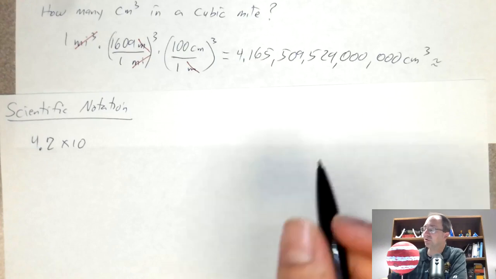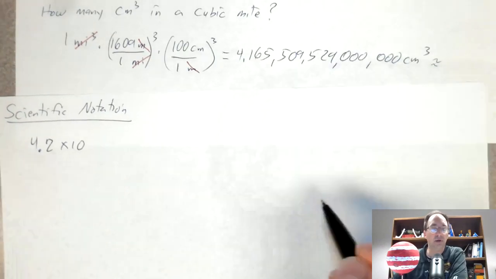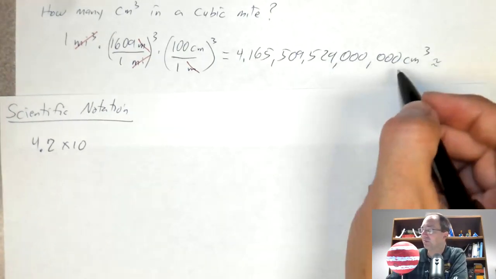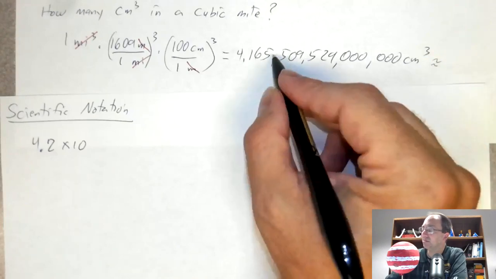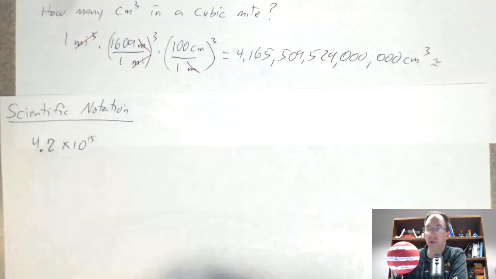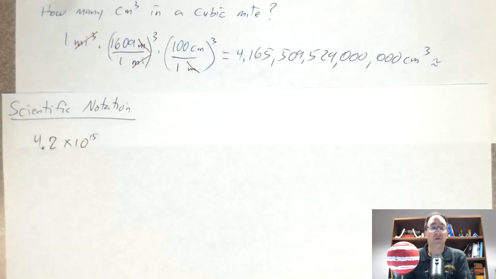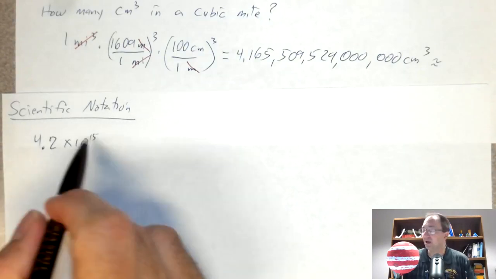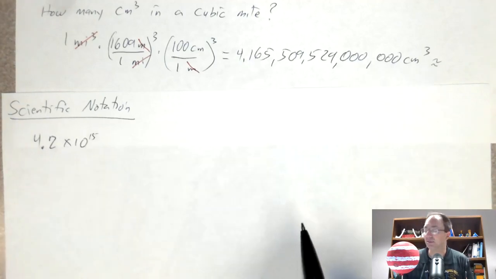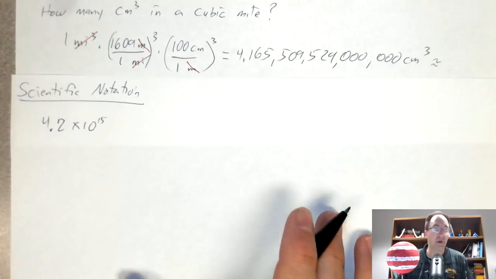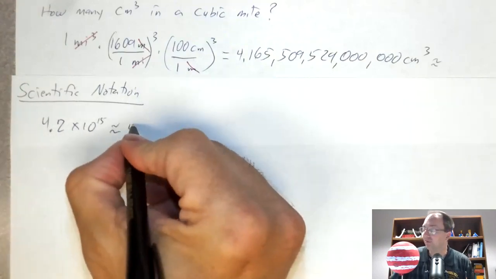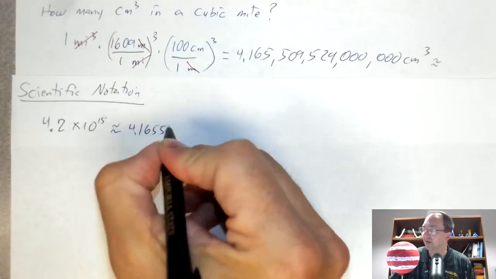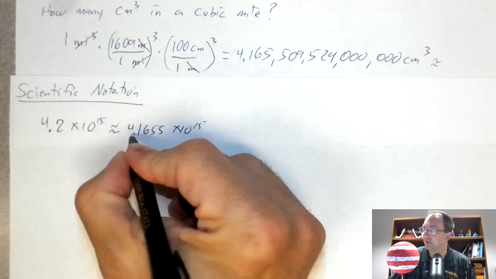And of course, the power is just going to be based on how many places over we moved the decimal point. And of course, we can see we went 3, 6, 9, 12, 15. So this number could be written as approximately 4.2 times 10 to the 15th, and that's a lot cleaner than this. But we don't have to stop there. We could also write more digits if we needed to. So we could write 4.1655 times 10 to the 15th.